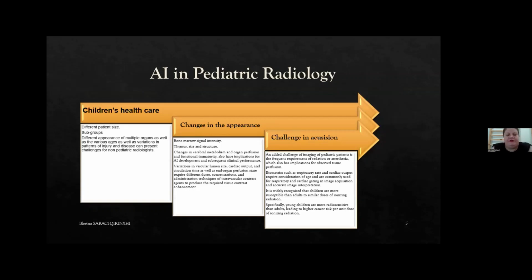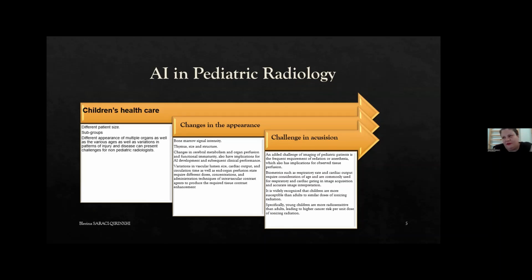In children's healthcare we have different patient sizes in different groups. And so we have subgroups, like I said before, with different appearances of multiple organs at various ages, as well as variations in patterns of injury and disease, which can present challenges for pediatric radiologists. What does this mean? This means that different groups have different prevalent pathologies, firstly. And secondly, we have differences in the appearance of organs in different ages. For example, the thymus is not the same in different age groups.